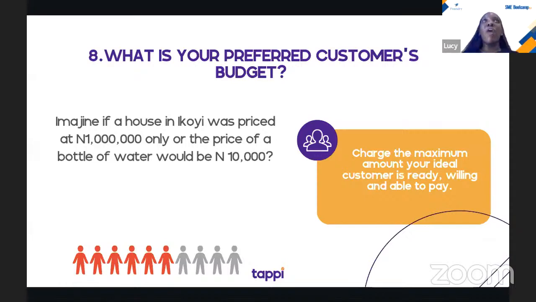Or if it's even fabric, right? If they're willing to pay 50,000 because you can deliver it to their house, as compared to they have to walk to the market to get the fabric. Yeah. So you have to determine what is your customer's budget and then charge the maximum amount your ideal customer is ready to pay. Again, profiling your customer. You can't charge your customer for shoes and your customer is within the income bracket of 150K and you're charging them 50,000 for shoes. That means you'll never make any sales, whether you're selling to them physically or online, right?